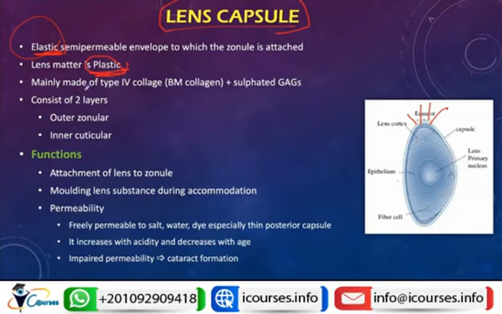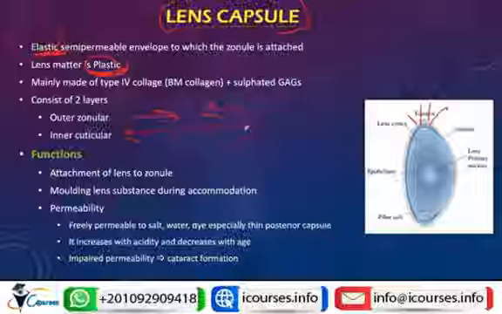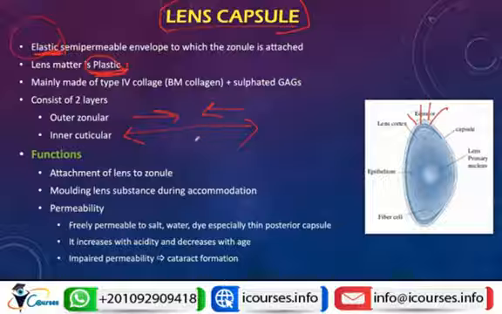Elastic means a substance that has a recoil. So when it is stretched, it recoils. And this is a property of the lens capsule. So when it is stretched, like by contraction of the ciliary muscle and the pull of the zonular fibers, it should be elastic, so that it can stretch and recoil according to the pressure or the force applied to it.